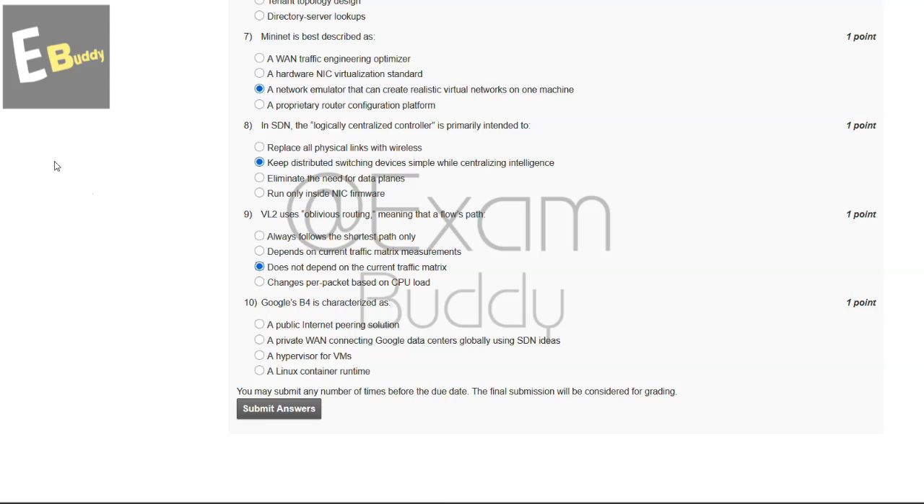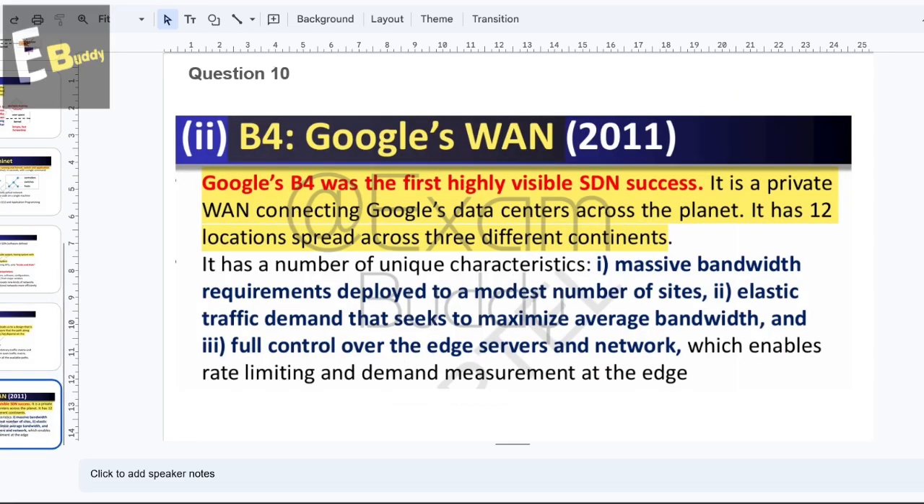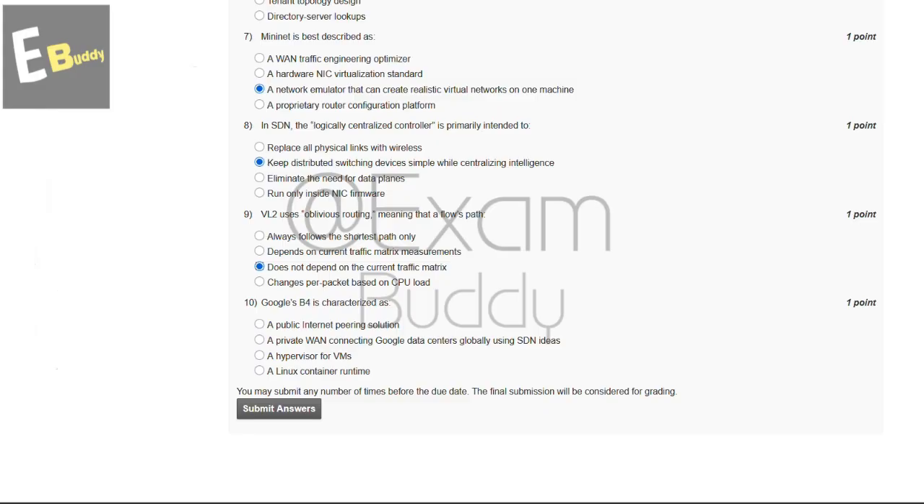And now let's go to our question number 10. Google's B4 is characterized as... So these are the options, and now let's check the explanation. The explanation says Google's B4 was the first highly visible SDN success. It is a private WAN connecting Google's data centers across the planet. It has 12 locations spread across 3 different continents. So the answer of our 10th question is B. Now submit your answers.